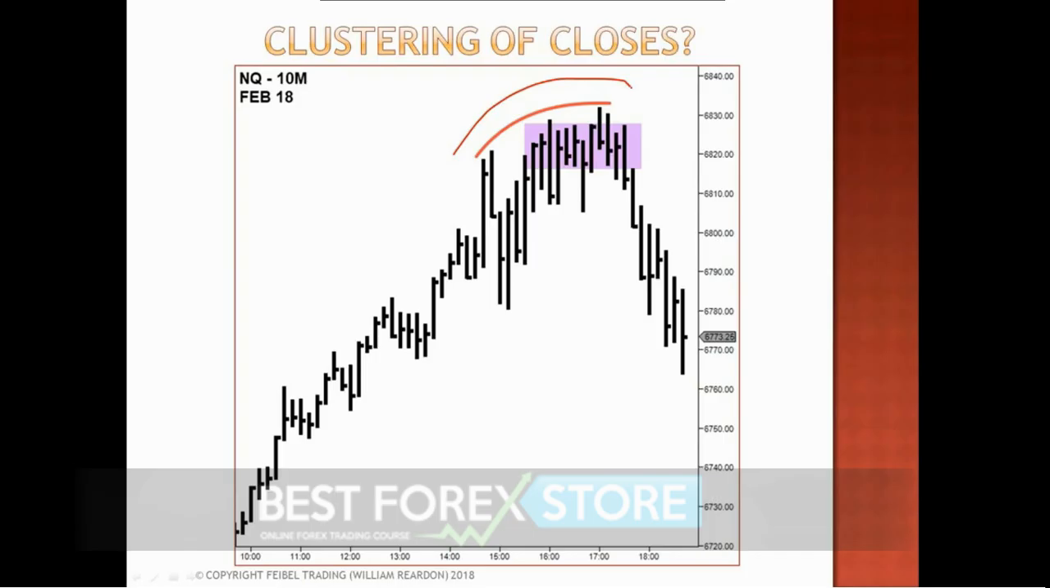Okay, we're not going to go into entries or anything of the like for this chart. This is just to highlight this is not clustering of closes. Okay, this concludes our study for the clustering of closes, and on to the next.